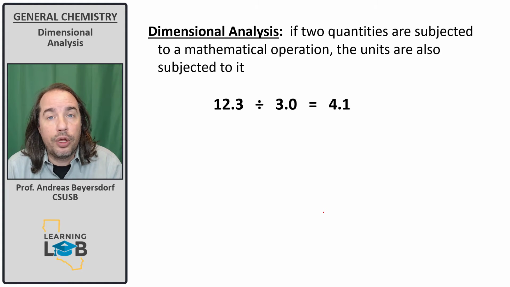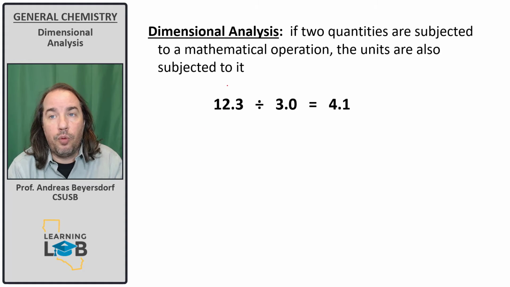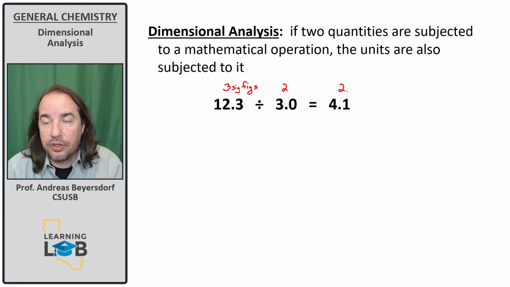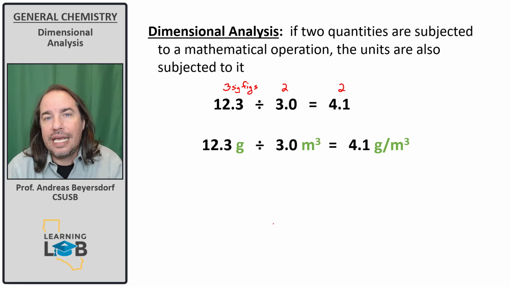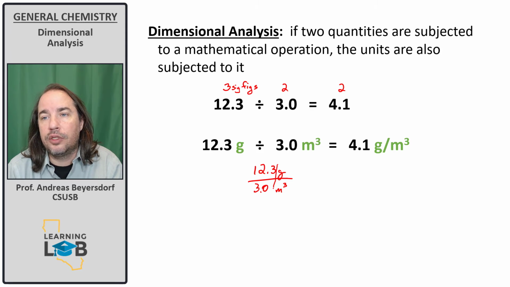So let's say we have 12.3 and we divide that by 3.0. We'll get 4.1. Now notice this has 3 significant figures. This right here has 2 significant figures, and so my answer will have 2 significant figures. But if these have units, so if I have 12.3 grams, and I divide that by 3.0 meters cubed, I'll get 4.1, but my units will be grams per meter cubed.